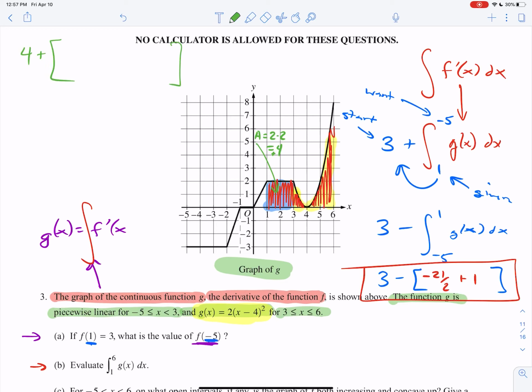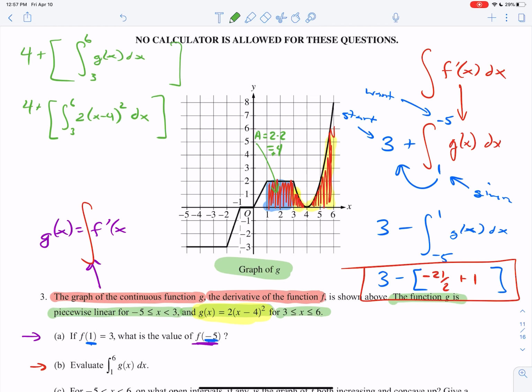Okay, now how do I handle that yellow area? So how do you find area, right? We're going to have to integrate g again, but from 3 to 6. Since it's not a common geometric shape, we're actually going to have to approach this analytically. So we're going to take the integral from 3 to 6 of 2 times (x minus 4) quantity squared dx there.